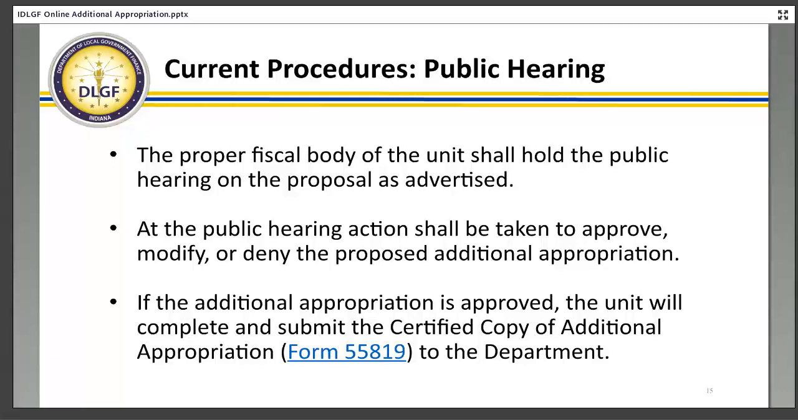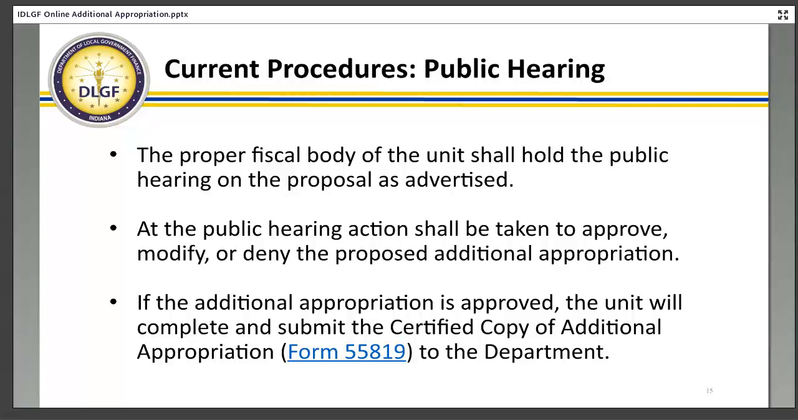And so, in this case, they've waited the 10 days. They are having the public hearing at the time and the place that was advertised. During the course of that meeting, the proper fiscal body will need to take official action to either approve as stated, modify and approve, or deny the proposed additional appropriation. They generally do this in the form of passing a resolution that confirms the amount that was advertised as the additional appropriation that they'll ultimately be seeking from the department.